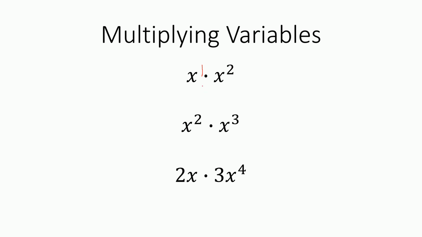So x to the first times x squared, that would be x to the third. I would just add the two powers, and I wrote a little 1 to remind myself that x by itself means there's a power of 1. So when I already have powers, though, I'm just going to add them: 2 and 3 would be x to the 5th. When I have coefficients in front of x, I treat them separately. So I multiply the coefficients, and then I multiply the variables.